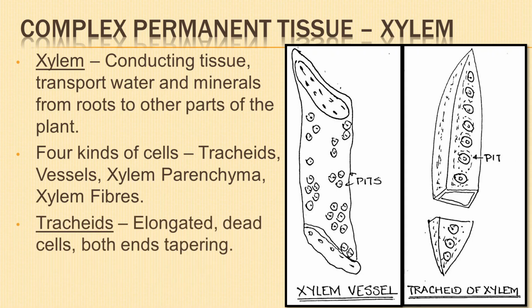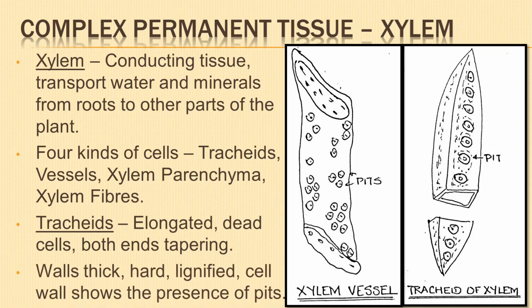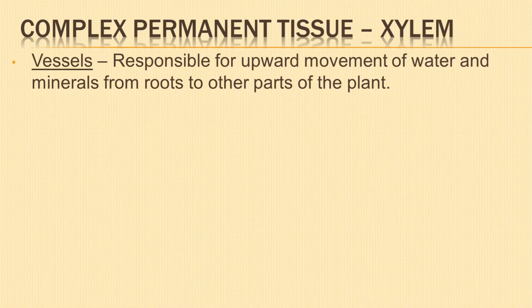Tracheids are elongated, dead cells with both ends tapering. The walls are thick, hard, and lignified. The cell wall possesses pits. Vessels are the most important element of xylem because they are responsible for the upward movement of water and minerals.